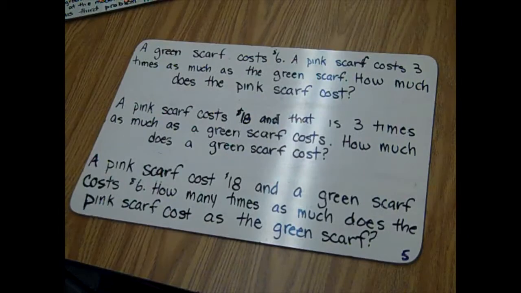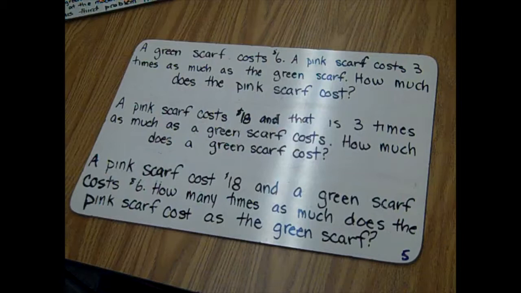A green scarf costs $6. A pink scarf costs 3 times as much as the green scarf. How much does the pink scarf cost? A pink scarf costs $18, and that is 3 times as much as a green scarf costs. How much does a green scarf cost? A pink scarf costs $18 and a green scarf costs $6. How many times as much does a pink scarf cost as the green scarf? Let's use bar models or tape diagrams to represent these 3 different problems and to see how the model helps determine which operation we need to use to solve it.